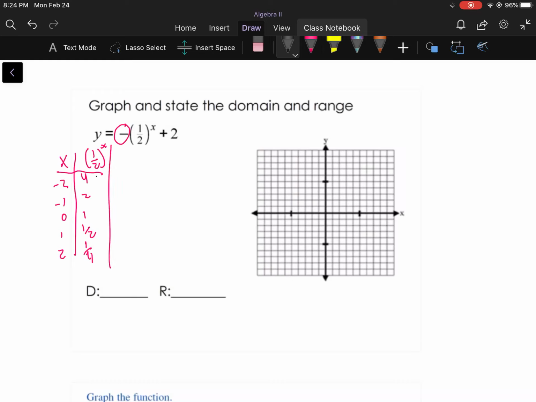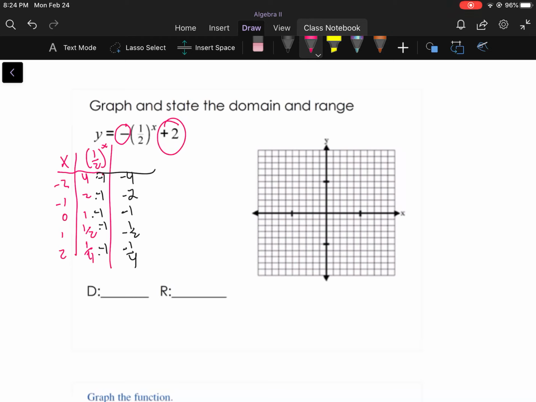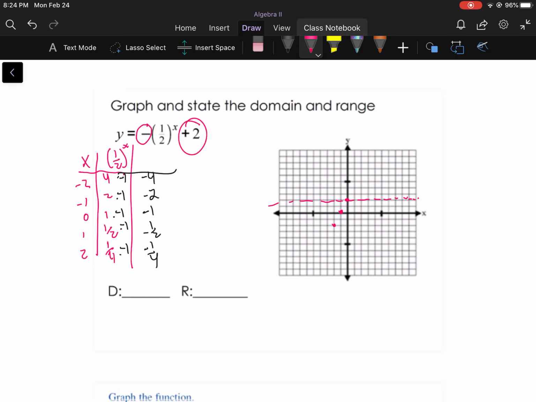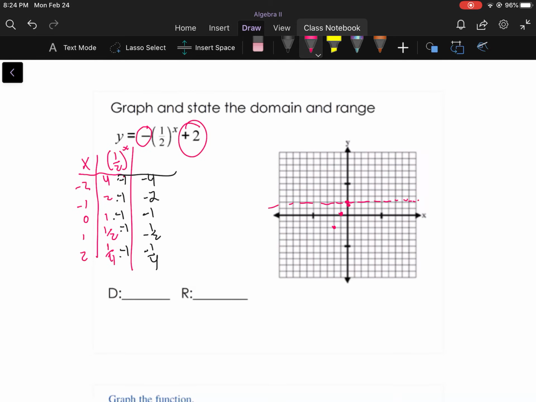And then we're going through and we're multiplying by -1. So -4, -2, -1, -1/2, -1/4. Okay, so I'm going to move up 2, but not over left or right. There's my asymptote. Alright, so from there I'm going to go over 2 and then down 1, 2, 3, and 4. Over 1, down 2. And look, something like this. So now your range of y is less than 2, and your domain is x is all real numbers.